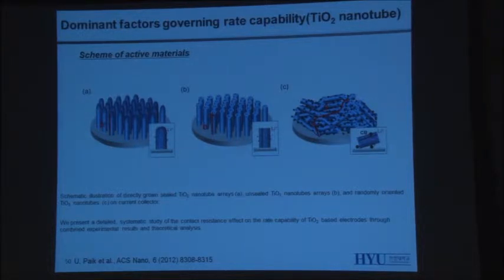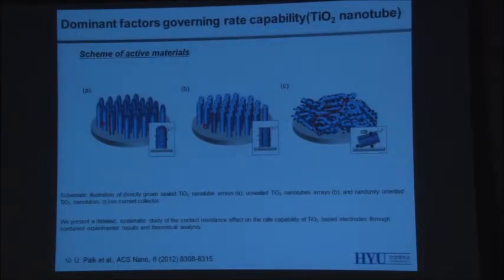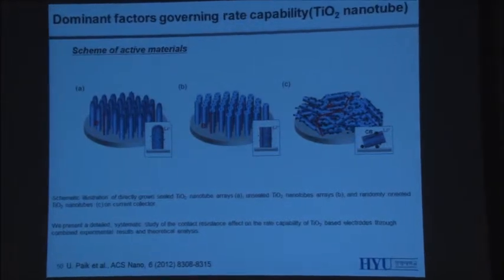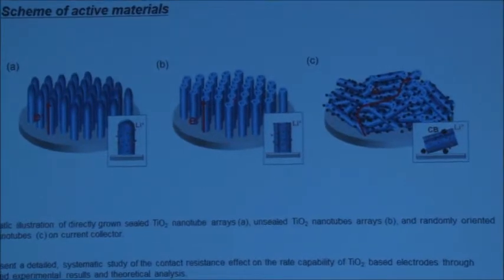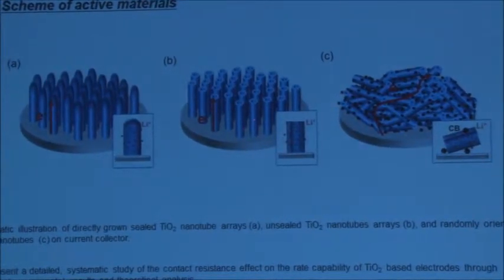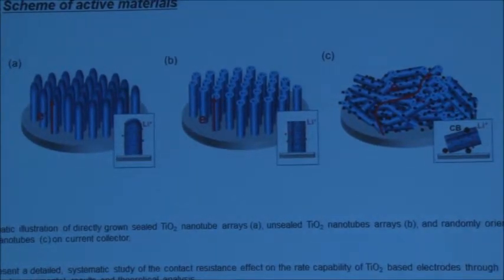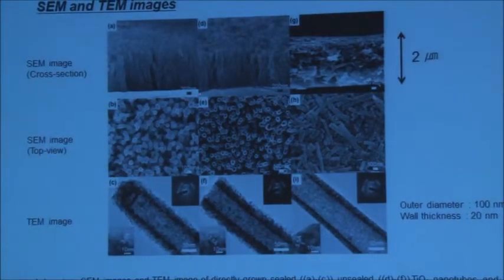The last one, this is an extended study of titanium. So we have studied what is the dominant factor governing the rate capability of titanium. Simply on top of a stainless steel, we grow the titanium nanowires and titanium with the nanotubular structure, and then just randomly oriented nanotubulars. So compare these three together.